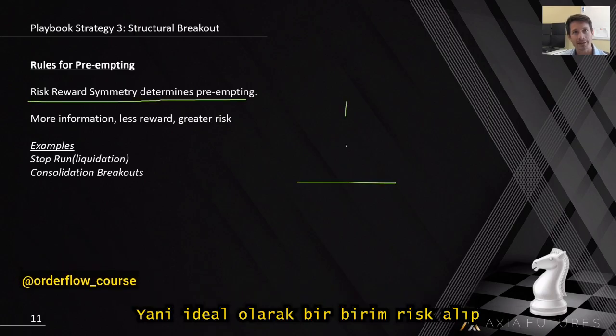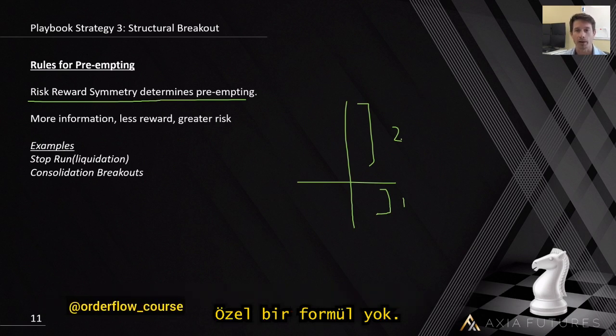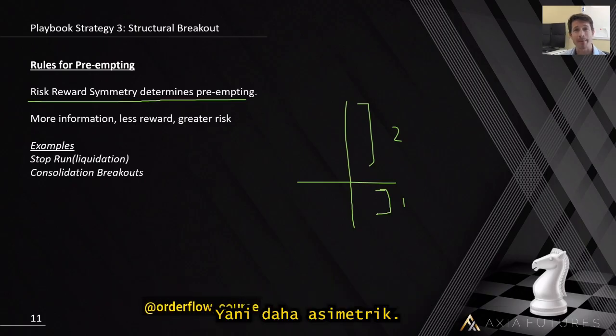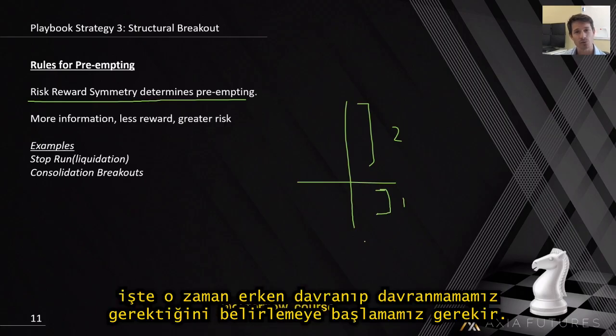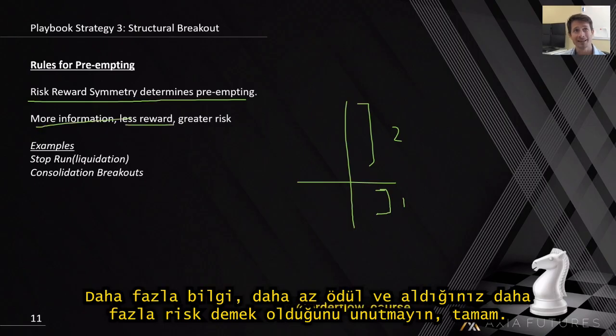So, we ideally want trades where we are taking 1R risk and getting 2 or more, whatever it might be. There's no special formula. The point is, we ideally want trades that have more skew, more asymmetrical. The moment we start to get more symmetrical in terms of the risk reward, that's when we have to start determining whether or not we should be preemptive. Don't forget, more information, less reward, and the more risk you're taking.